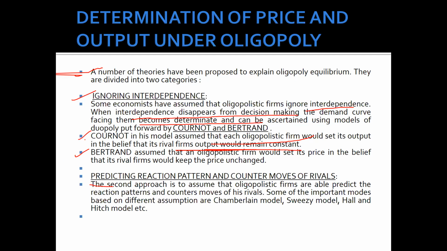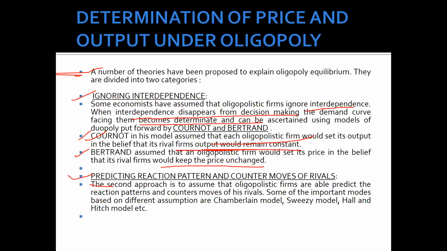That means you can understand, according to the Cournot model, they believe the rival firm's output would remain constant. Suppose they are producing 100 units, they will be producing 100 units in future also. That would not affect your production. But in the Bertrand model, they said price unchanged. You are assuming that those competitor companies will not increase or decrease their prices.